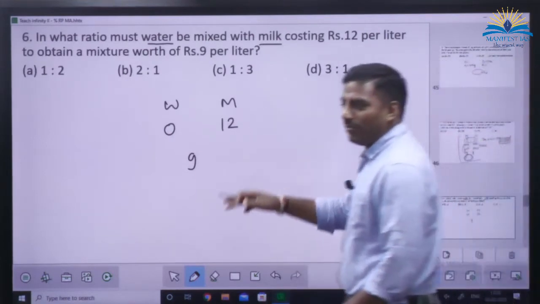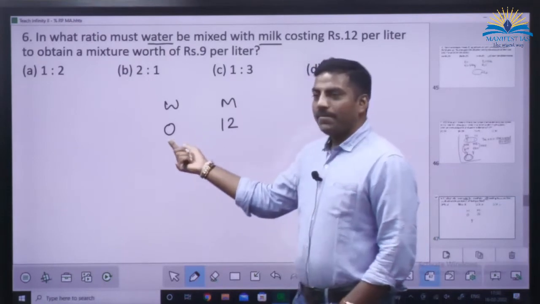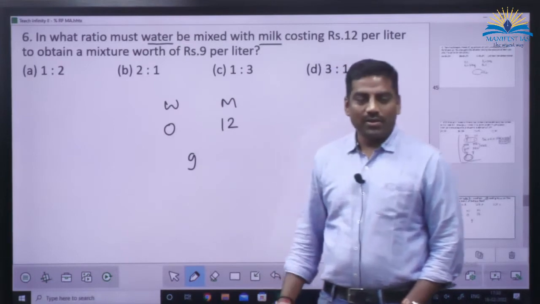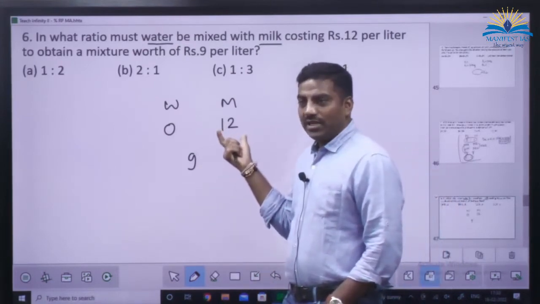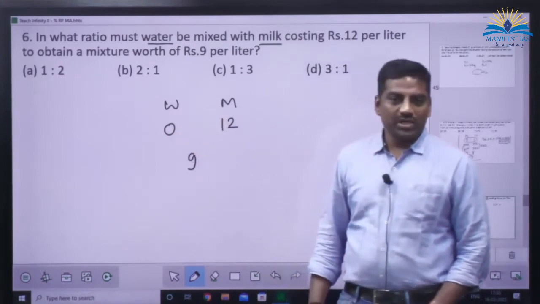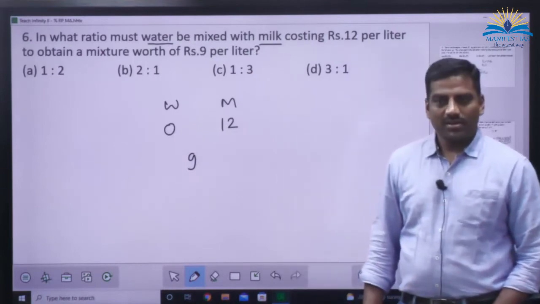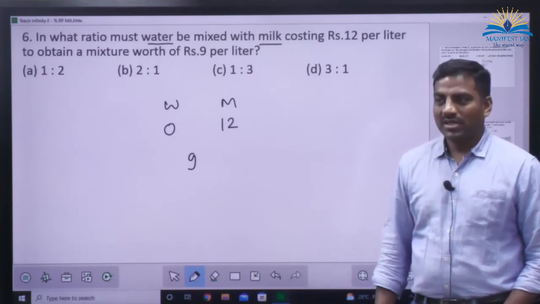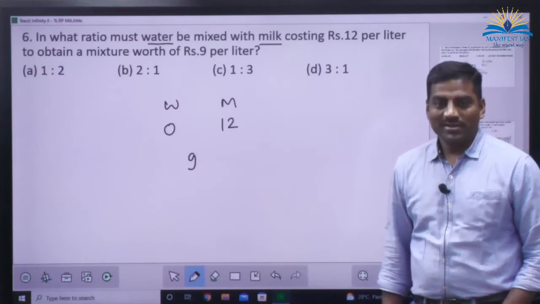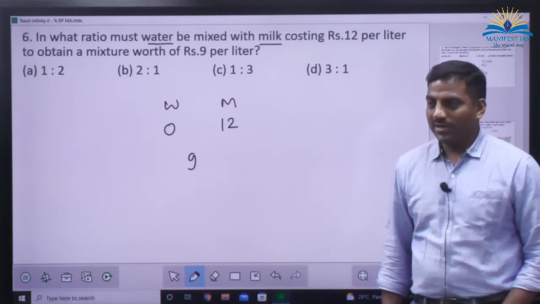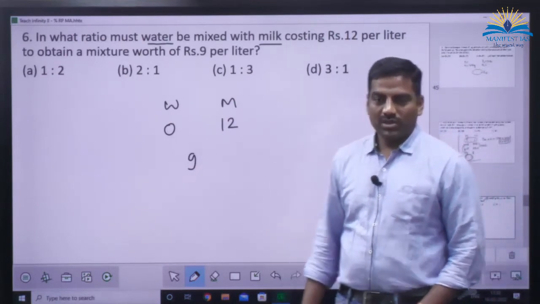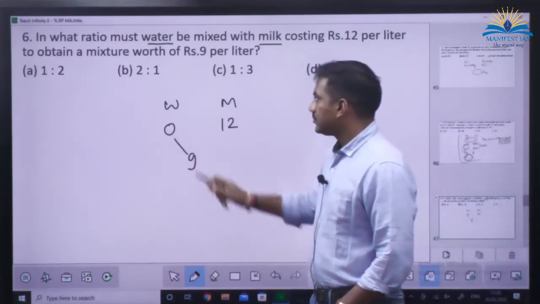You don't worry about water and milk here. Price of one liquid is 12. Price of another liquid is 0. Is that a possibility? Unless they mention that water costs you. Let's say if some milkman is mixing Bisleri water, then the problem would have been different. When they don't mention the price of the water, you take it as 0. Now can we solve?